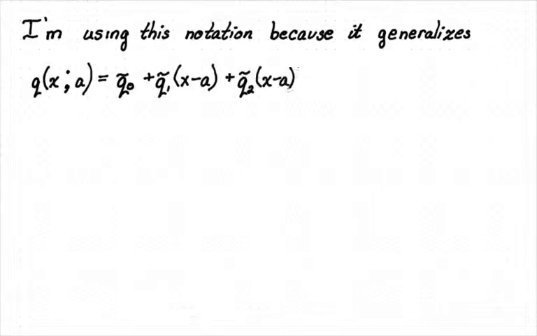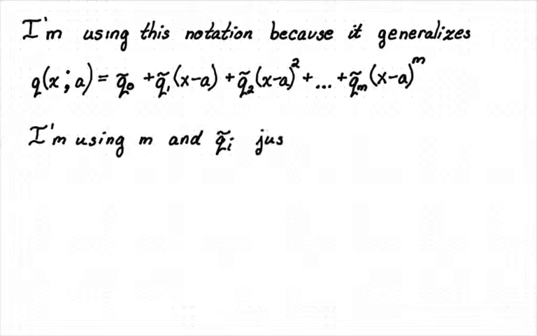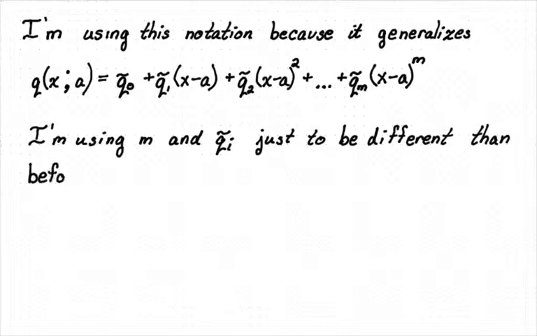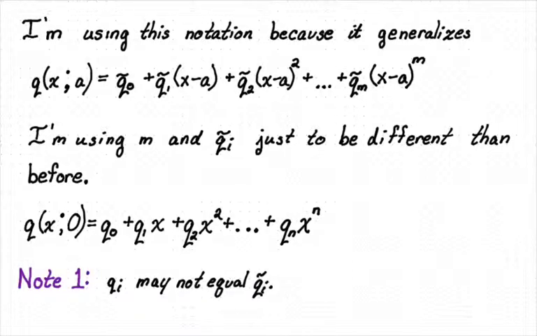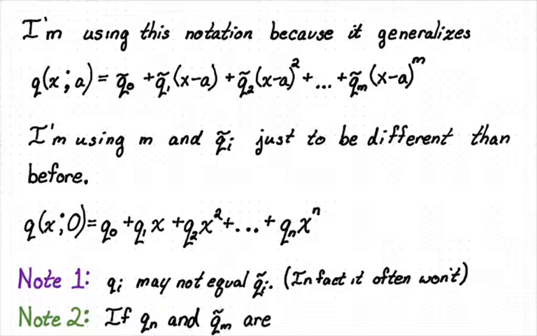And I'm using this notation because it generalizes. So I can also talk about q of x centered at a. And by that, I mean it looks like this. And I'm using q tilde and m just because I don't want them to be the same. So I had this form before that was centered at 0, and now I have this new form. Now pay attention, the q_i don't have to be the same as the q_i tildes. That's why I gave them different names. In fact, they often won't be the same.